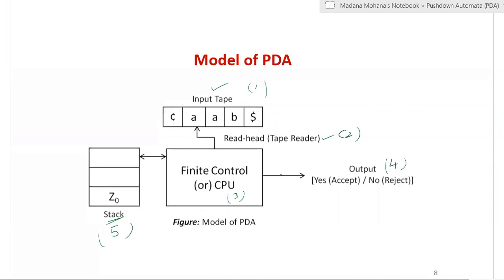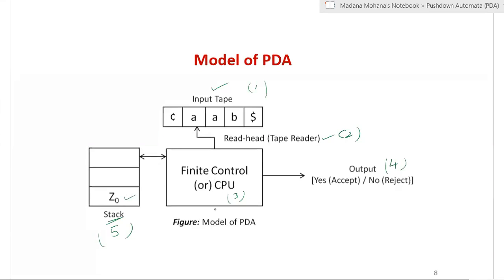Now additionally here the stack is considered. That is the only difference. So initially the stack contains a start symbol, which is labeled by Z or Z0, where Z0 is the initial symbol of the stack or start symbol of the stack.